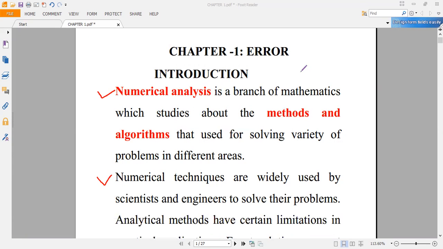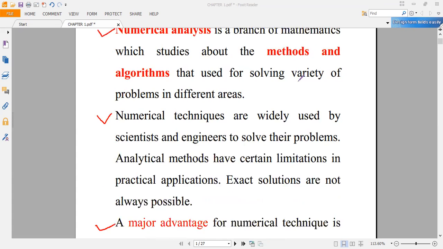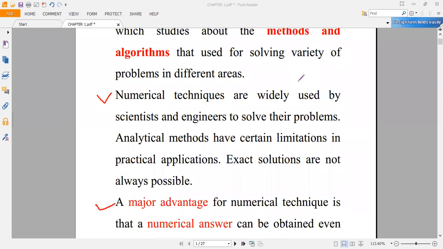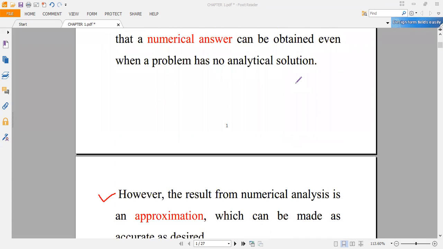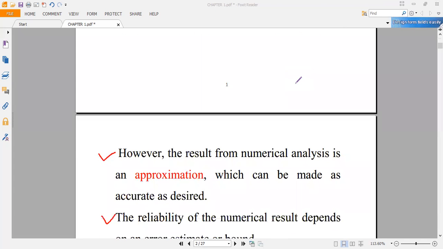So numerical techniques are widely used by many scientists, because analytical solutions have certain limitations in practical applications. Sometimes exact solutions are not possible. In that case, the major advantage of the numerical technique is that a numerical answer can be obtained even though the problem has no analytical solution. However, the results from numerical analysis are approximations, and these approximate solutions are made as accurate as possible.